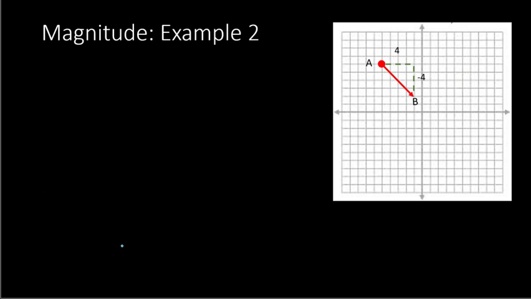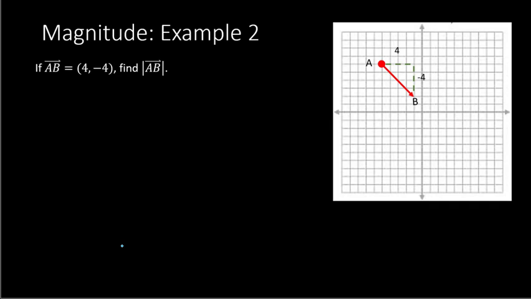Okay, let's try another example. So here is example 2, and here the vector AB is 4, negative 4. That is the vector, and we're trying to find the magnitude of vector AB. So see if you can do this one on your own. Once you've tried it, you can check back with the video and see how you did.